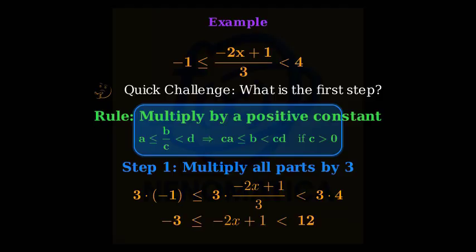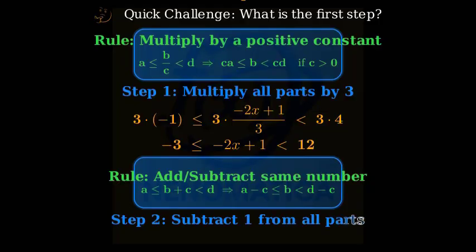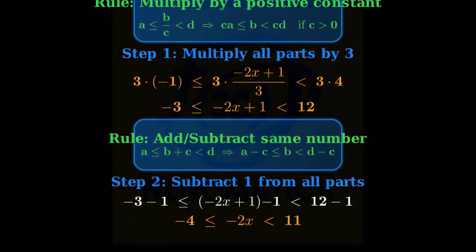Step 2. Subtract 1 from all 3 parts. Rule. Adding or subtracting the same number from each part of a compound inequality preserves the directions. Write -3 - 1 less than or equal to -2x + 1 - 1 less than 12 - 1. This simplifies to -4 less than or equal to -2x less than 11.